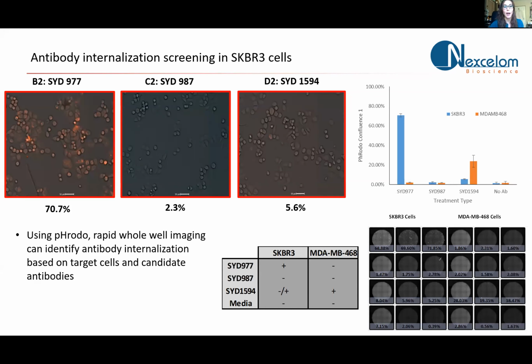You can see that you have some that have high amounts of antibody internalization, such as the compound SYD977 that was taken up by the SKBR3 cells. And then, of course, you can see the data plotted here as a function of the proportion of cells in that culture that have actually taken up the antibody of interest. You can also plot that as a function of fluorescent intensity, like we did with the antibody binding curves.